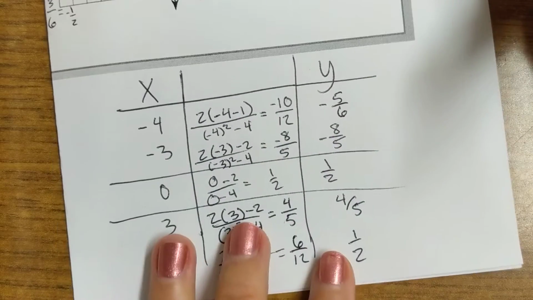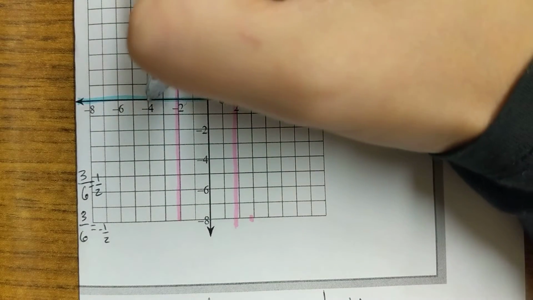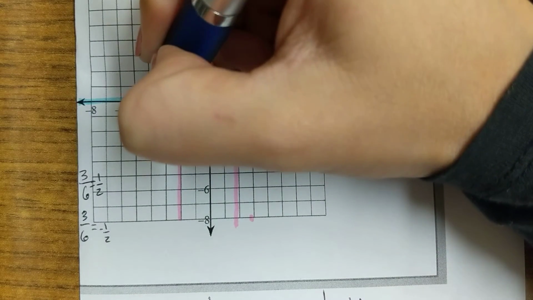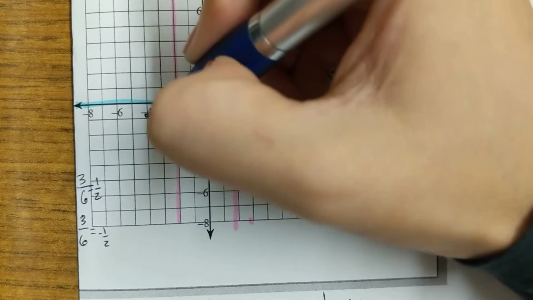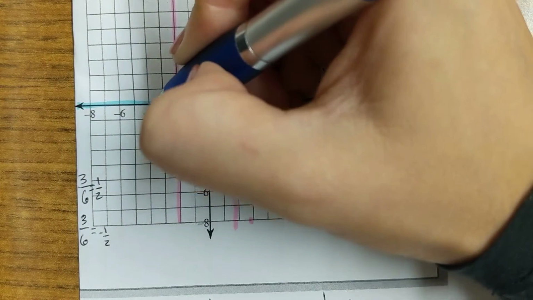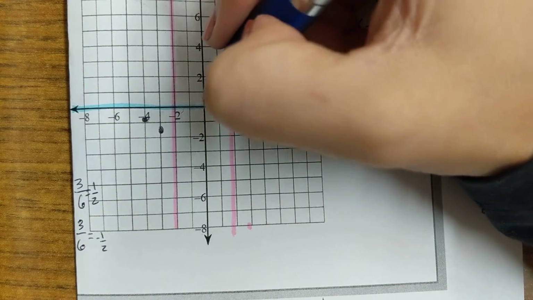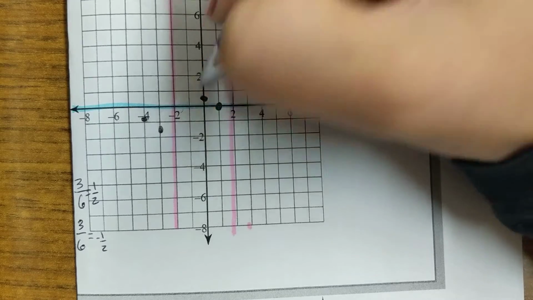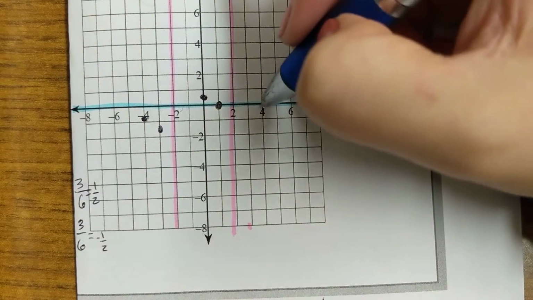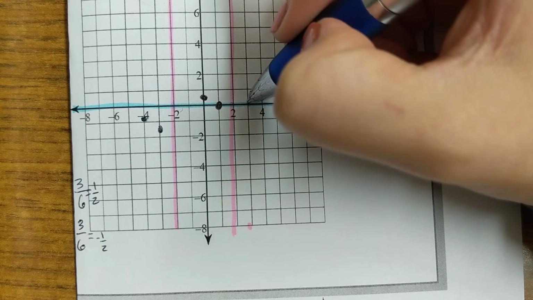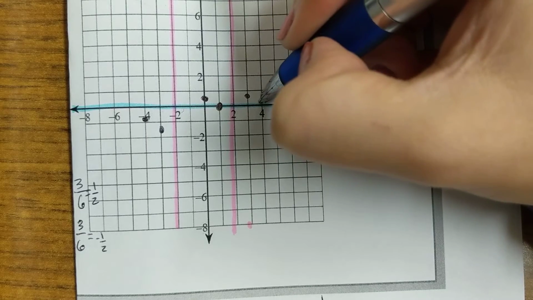All right, let's plot these points. Negative 4 is down negative 5, 6. Negative 3 is down negative 8 over 5. That's between 1 and 2. It does not have to be super exact. 0 goes up 1/2. 3 goes up 4/5. And 4 goes up 1/2.